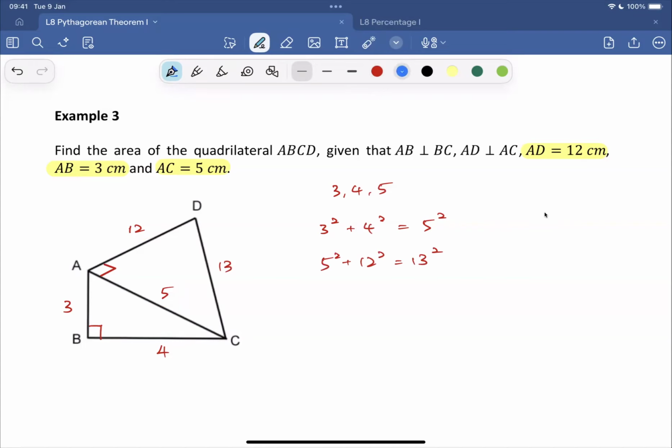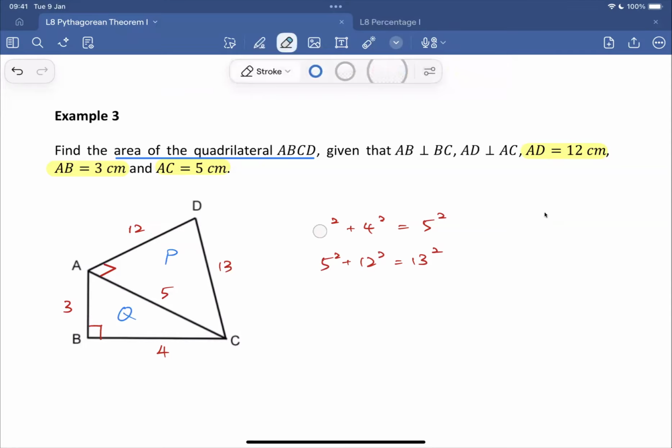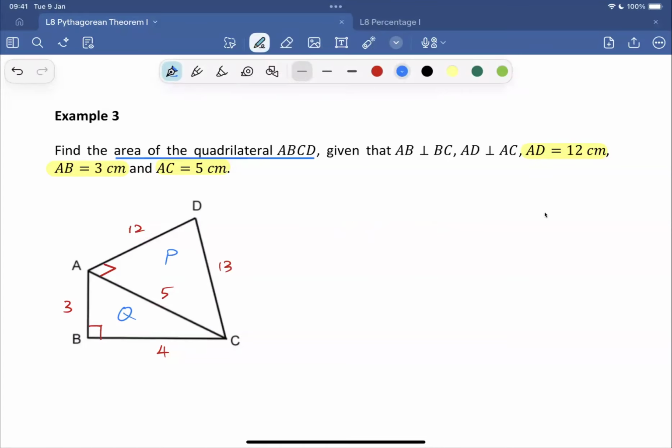It's not important because they're asking you to find the area. Okay, so they're asking you to find the area of ABCD, which means you need to find the area of triangle P. I'm just going to call it P and Q. So if you find the area of triangle P and the area of triangle Q, you should be able to find the area of the entire quadrilateral. So actually, 13 is not really important because you only need the base and the height, right?